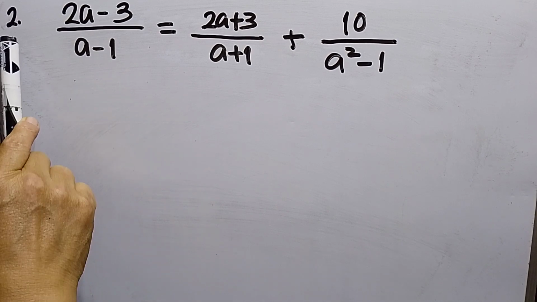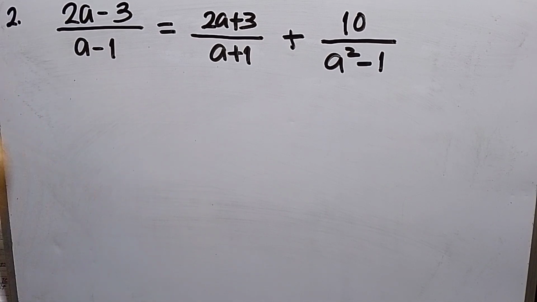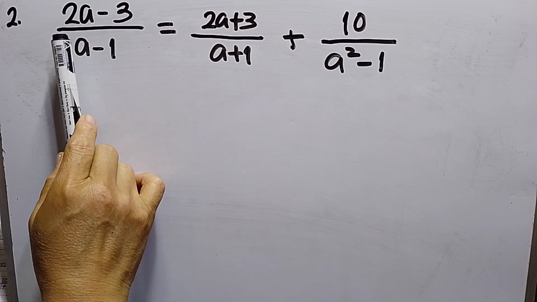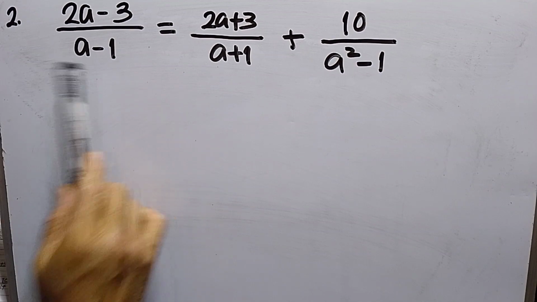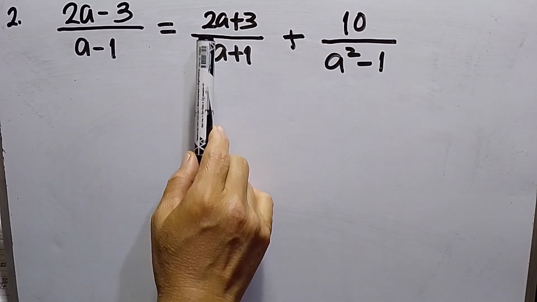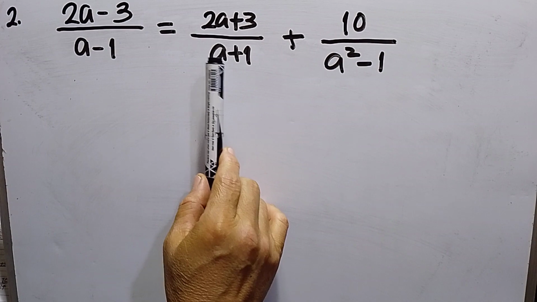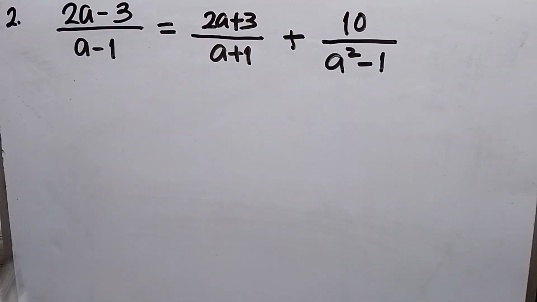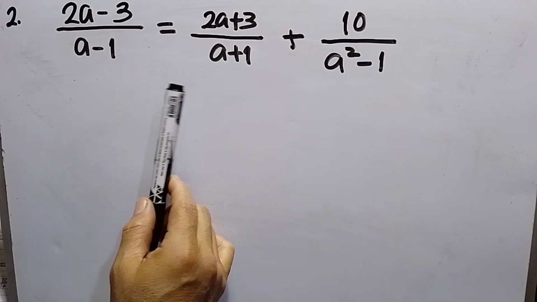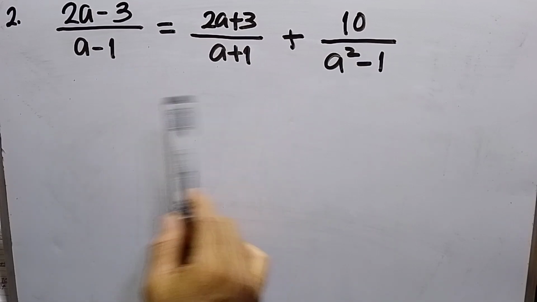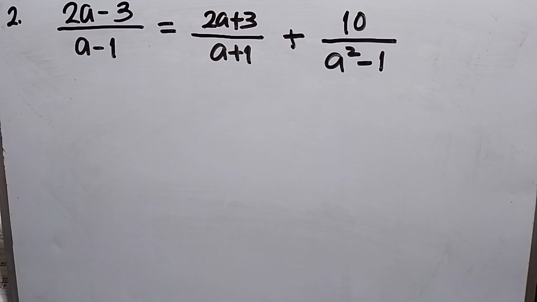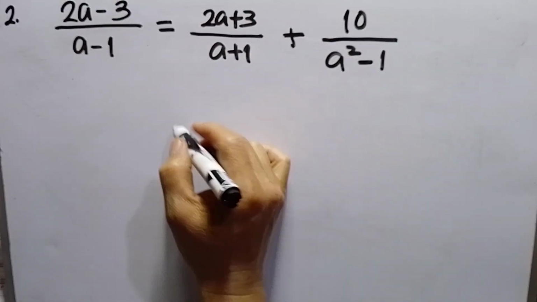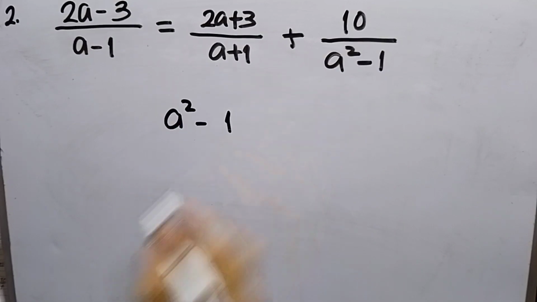So that's why I wrote 2, because I have 1 before. So I have the equation (2a − 3)/(a − 1) = (2a + 3)/(a + 1) + 10/(a² − 1). By the way, this is solving for a, and then afterwards I need to check if this is correct. Okay, so the first thing to do is I need to simplify a² − 1.